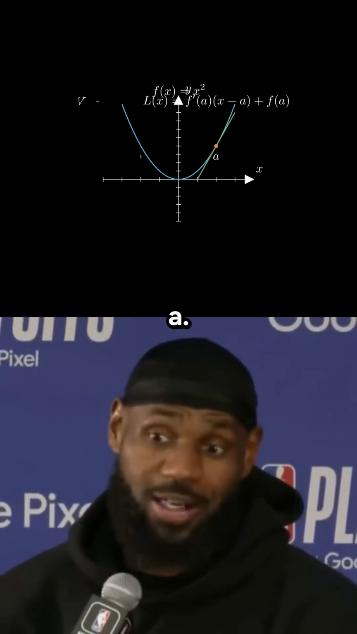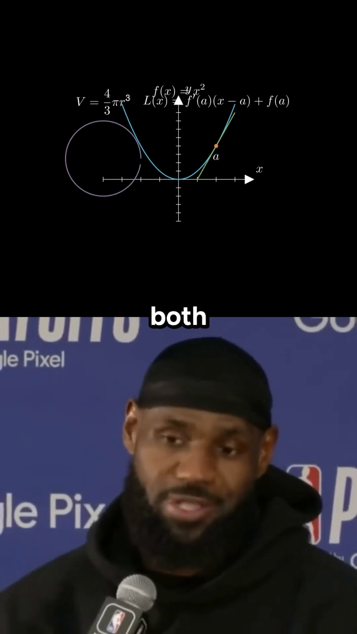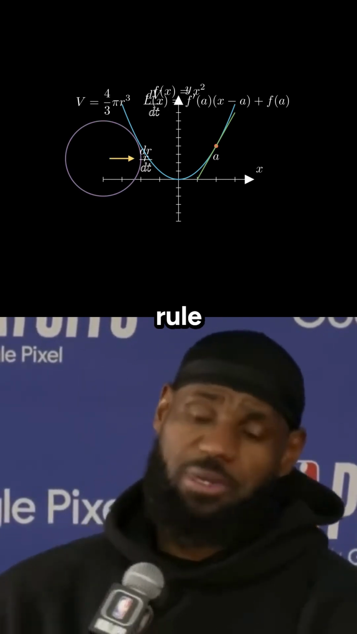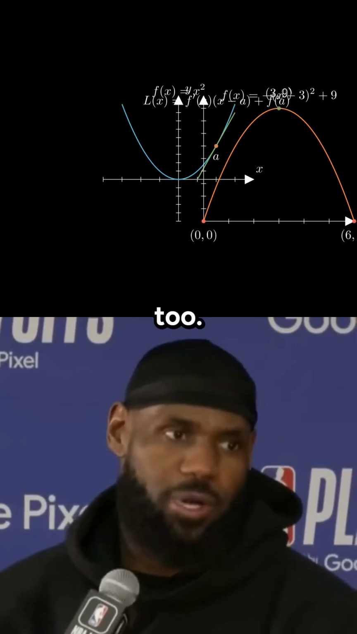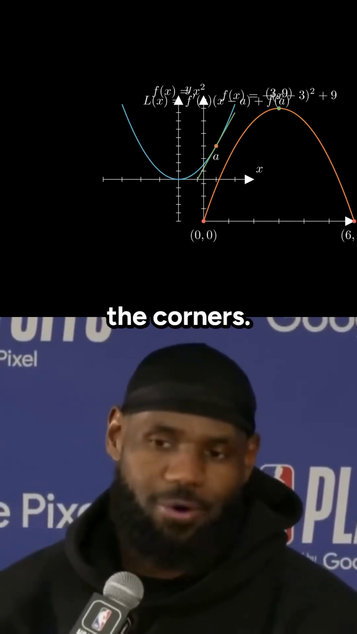Related rates means differentiate both sides with respect to time, and the chain rule is the main weapon. Optimization means find critical points, but on a closed interval, you must check endpoints too. Do not walk off the court before checking the corners.